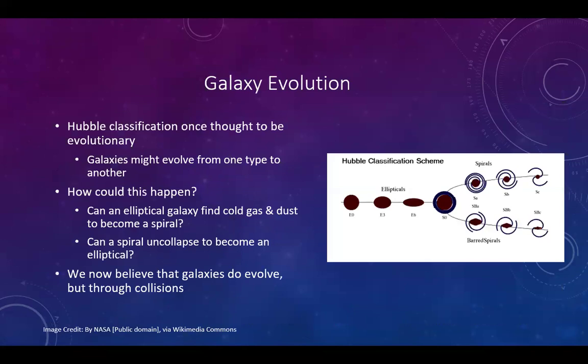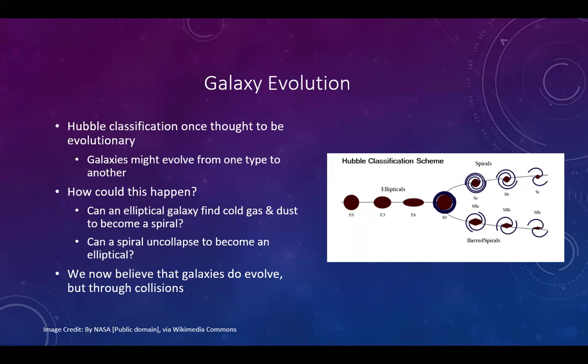And originally it was thought the Hubble classification was evolutionary, that galaxies might evolve from one type to another. It was thought maybe you'd start with a round elliptical and get flatter and flatter, become lenticular, and then become a spiral. How could an elliptical galaxy find cold gas and dust to become a spiral? Could a spiral uncollapse to become an elliptical?